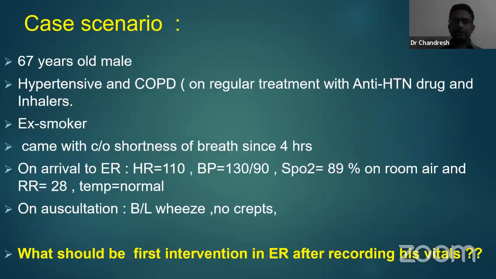On arrival to ER, the heart rate is around 110, BP around 130/90, SpO2 89% on room air, and respiratory rate is around 28. He is afebrile. While auscultating, the wheeze was present bilaterally, but there were no obvious crepitations. So, what should be the first intervention in ER after recording his vitals? Just form an answer in your mind.